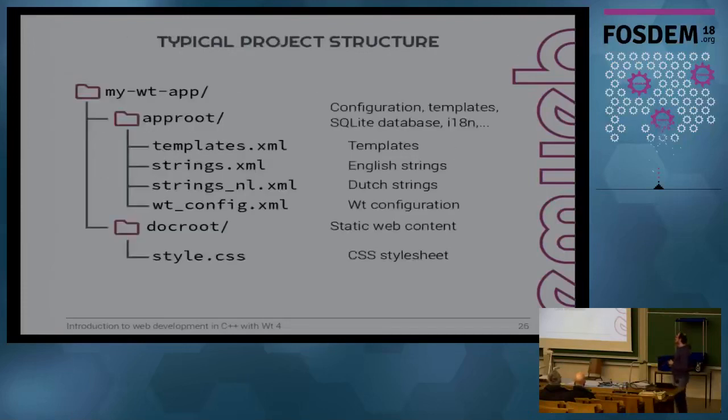So the typical project structure is a bit like this. You get your main directory where all of your stuff for your app resides, like you could put your binaries there or whatever. And then there will be app roots in there. The app root contains stuff like configuration of your application, your template files, SQLite databases, or internationalization files. For example, we'll have a templates.xml, which is a template, strings.xml and strings_nl.xml, which are our English and Dutch translations, and then wiki_config.xml, which is our wiki configuration. And then in the doc root, we'll put all of our static web contents, like images or style sheets, and we'll just have a simple style.css.